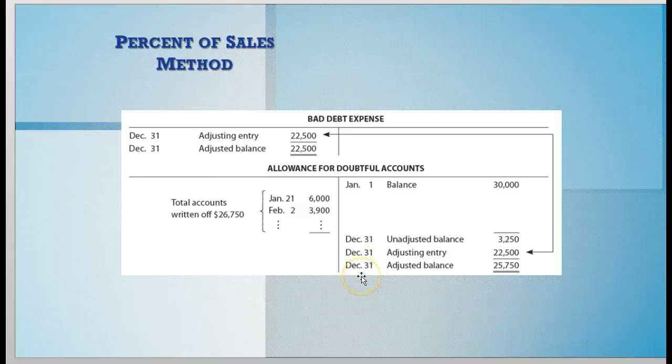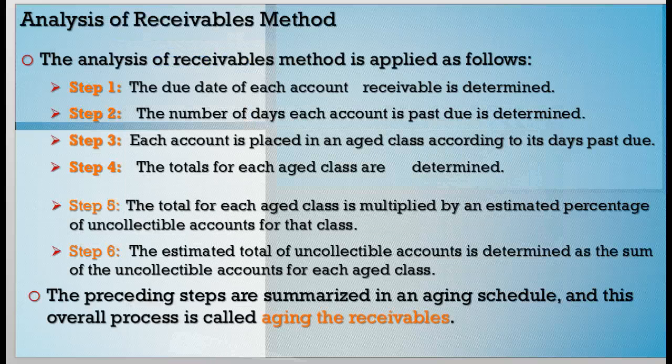Not a lot of complex shuffling of numbers. Now, when you get to the analysis of receivables method or the aging method, it gets a little more complex. There are about 6 steps that you're going to do. You've got to figure out the due date of each account, number of days each account is past due. Each account is placed in an aging class, and then the totals of the aging classes are determined. You total those up and multiply it times the percentage you think are not going to be collectible, and then you determine how much each class is going to have uncollectible.